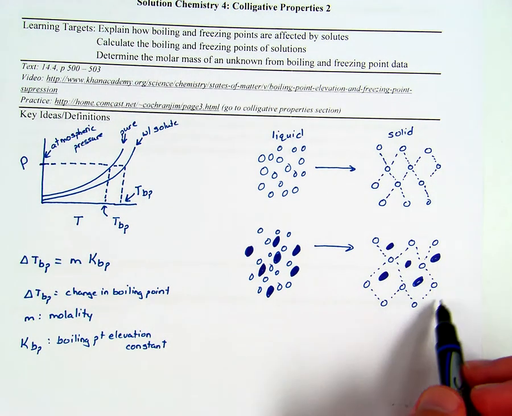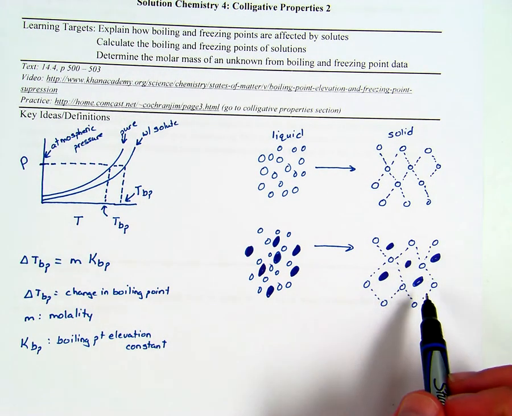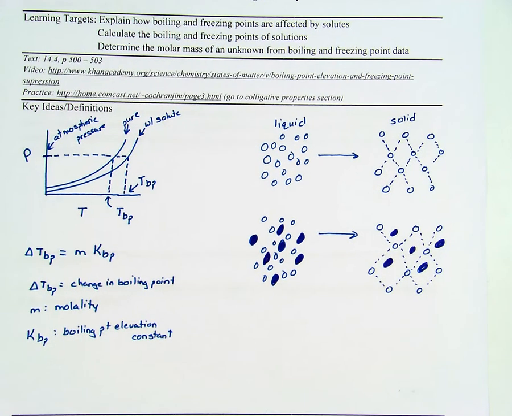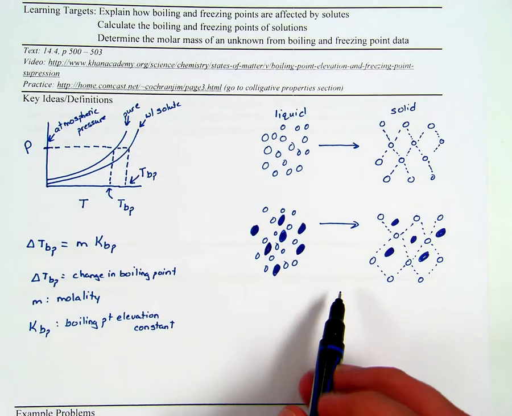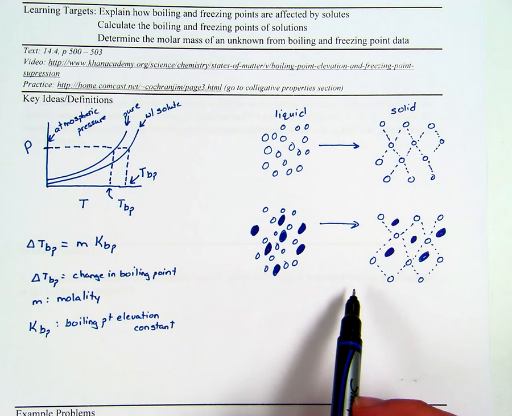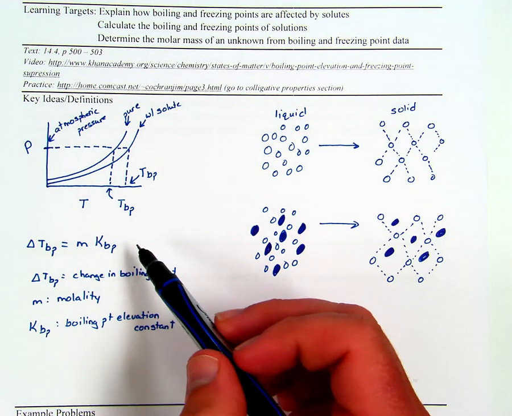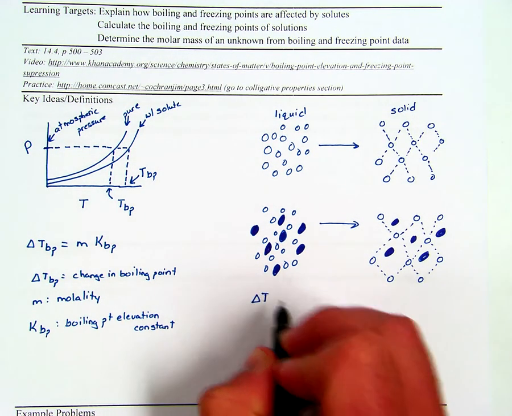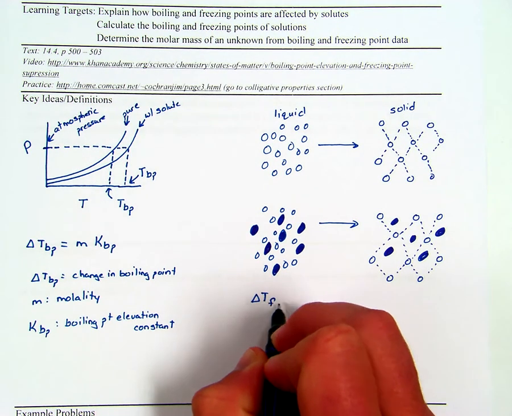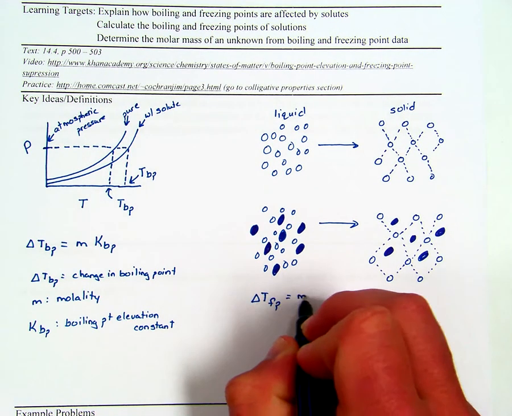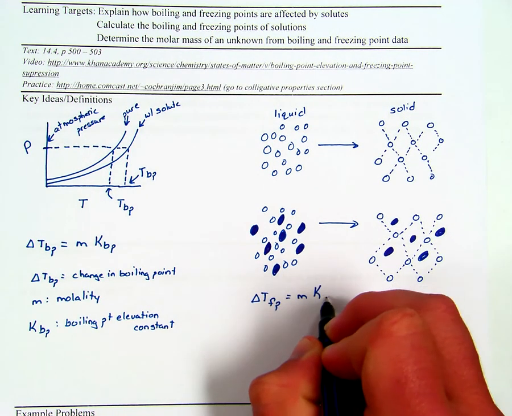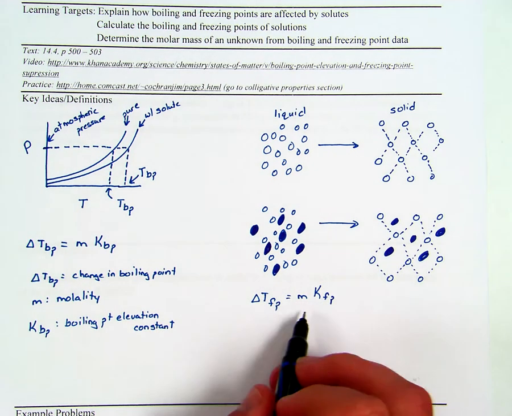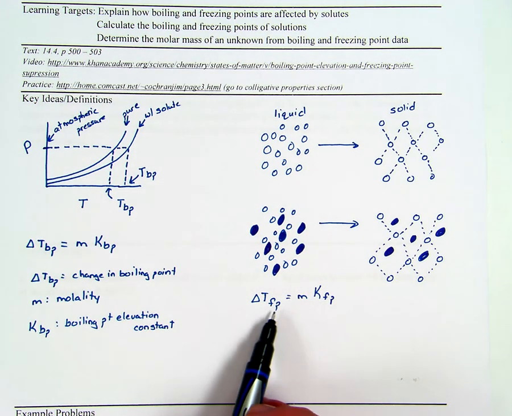So in order to get these molecules to freeze, we have to lower the temperature even more. The equation, for as far as figuring out how much it has to go down, is the exact same as the one we had for boiling point. So the change in temperature of the freezing point is equal to the molality of the solution times the freezing point depression constant. So all these symbols mean the exact same thing. We just substitute freezing point for boiling point. That's all we do. Okay?